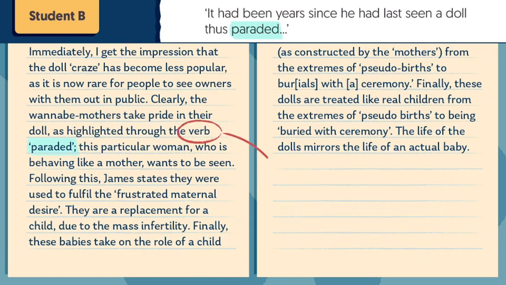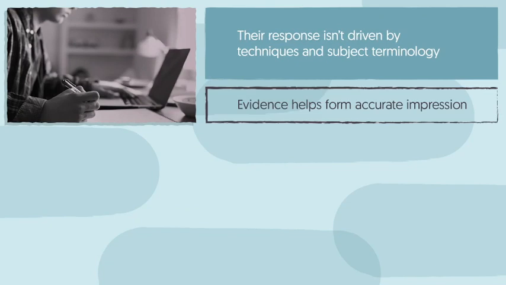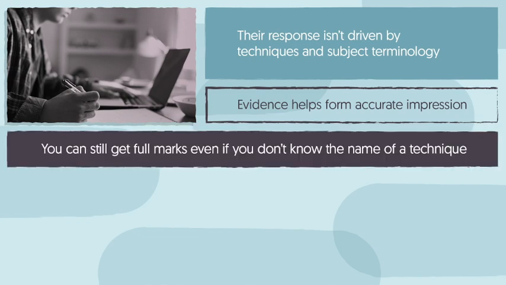It's important to note here that this student has also used subject terminology, but only once and only where it mattered. This hasn't limited their mark. What's refreshing is that their response isn't driven by techniques and subject terminology. It's more about what evidence helps them form an accurate impression. If this is a technique, brilliant. If not, it doesn't matter. Comment on it anyway. You can still get full marks even if you don't know the name of a particular technique. This is an incredibly important tip for us to finish on.